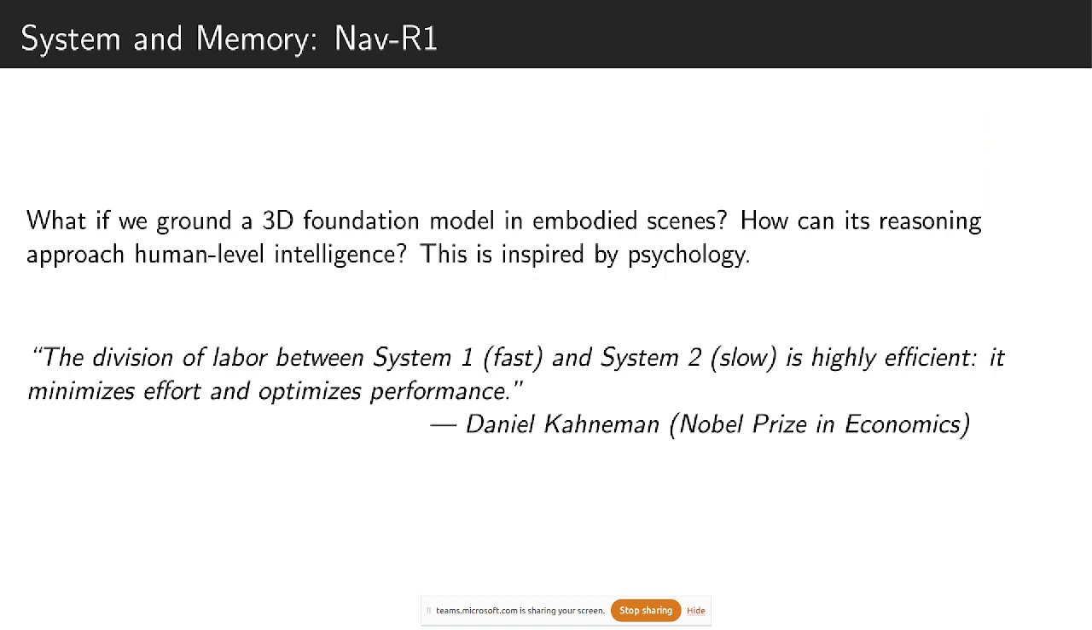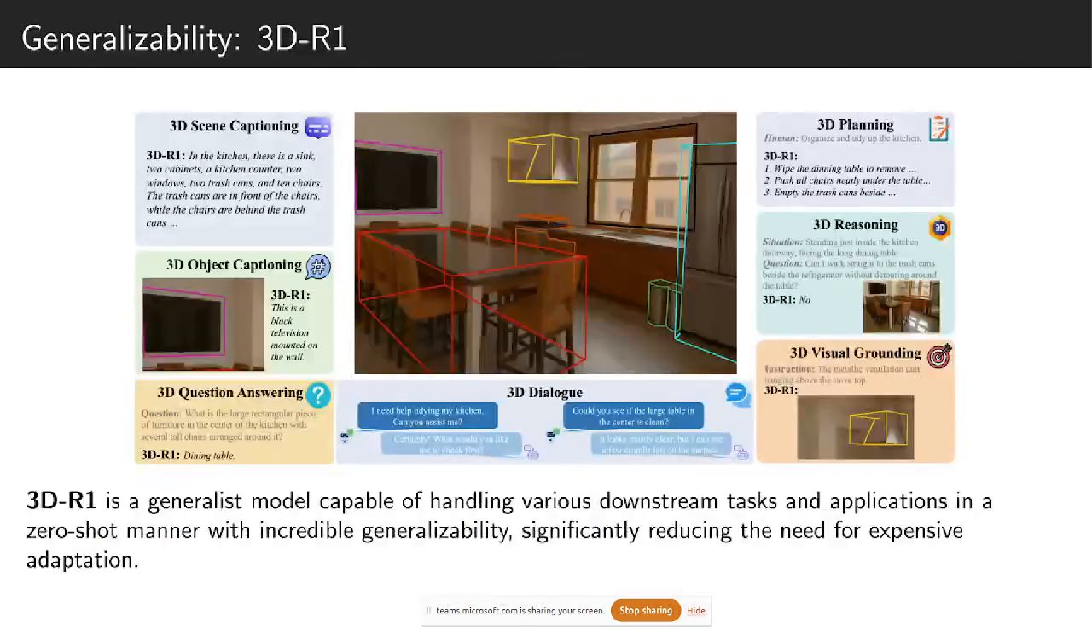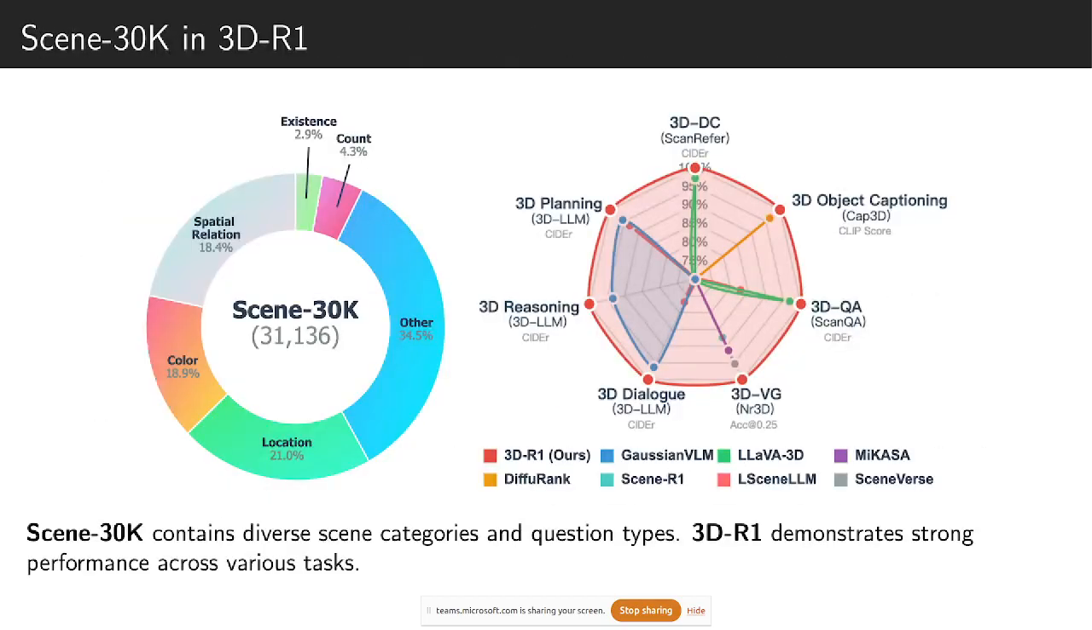So after addressing the first challenge, let me get back to this page. The first and second problem is, how can we ground our foundation model in the physical world? For example, let our foundation model address specific real-world tasks such as navigation and manipulation. How can we adapt our model to these kinds of tasks?